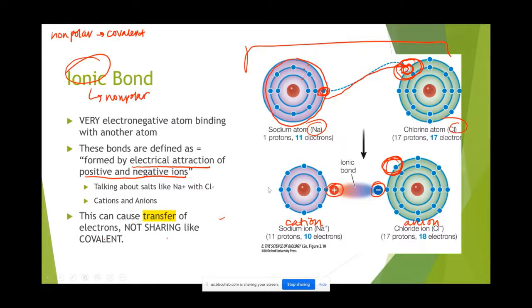A question. It does make sense, but once they're both stable, because they all have 8 electrons now, they're not going to be reacting with each other anymore. So how are they going to be able to make salt? Or what is there that's going to keep them related?